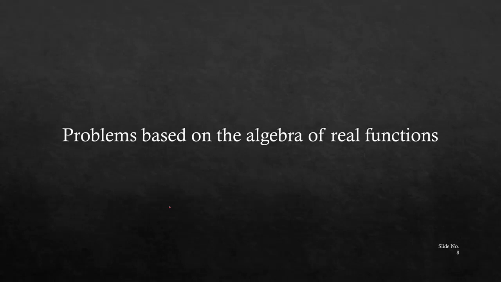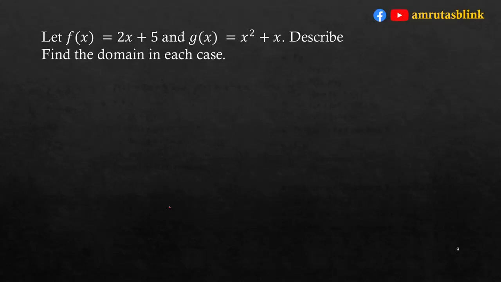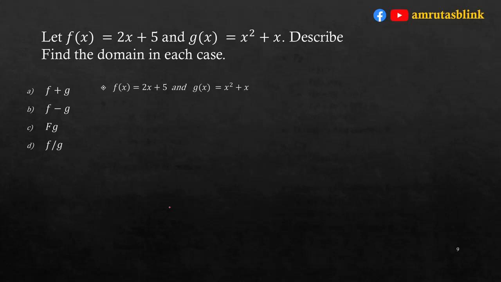Now we'll see few problems based on the algebra of real functions. Let f of x is equal to 2x plus 5 and g of x is equal to x square plus x. Describe f plus g, f minus g, fg and f upon g, and also find out domain in each case. Now we'll solve all these four cases one by one. F of x is equal to 2x plus 5 and g of x is equal to x square plus x. Now first one is f plus g.